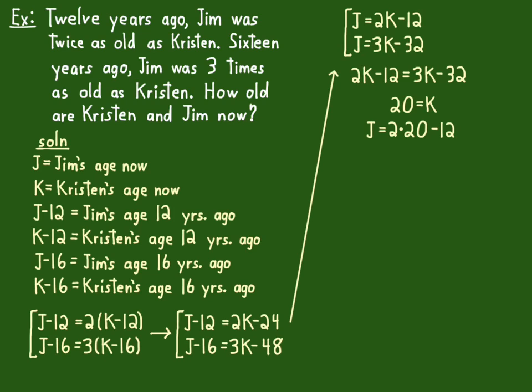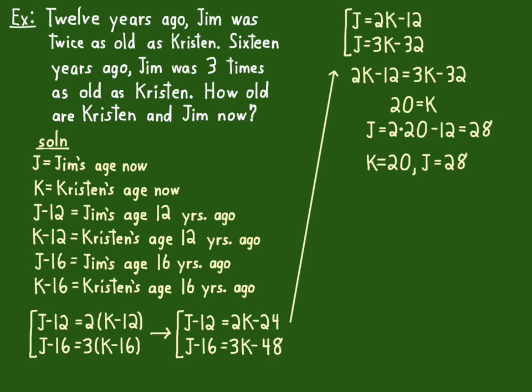So I put it into the first one, since that had smaller numbers. I just like the smaller numbers. Put 20 in there, and I get J equals 2 times 20 minus 12, which is 28. So Kristen is 20, and Jim is 28.